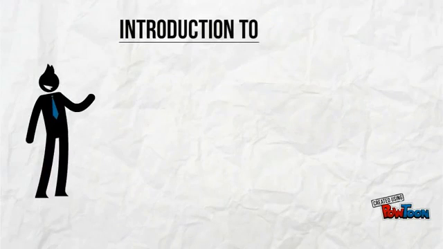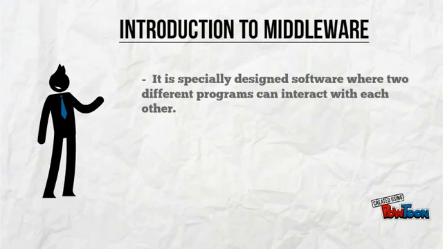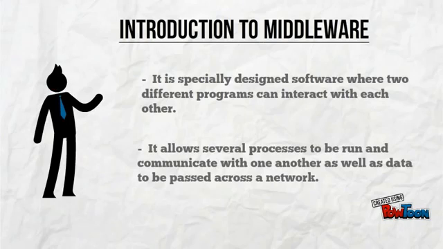Middleware is specially designed software where two different programs can interact with each other. It allows several processes to be run and communicate with one another, as well as data to be passed across a network.